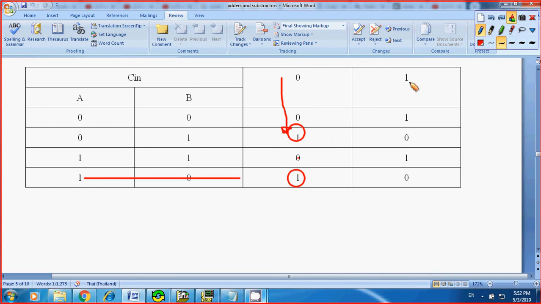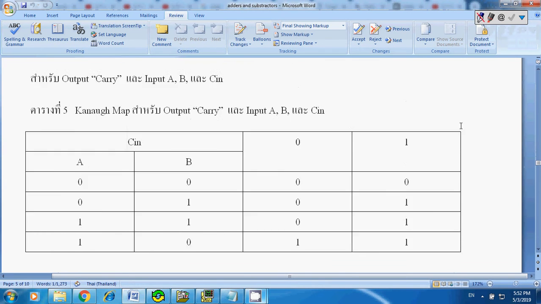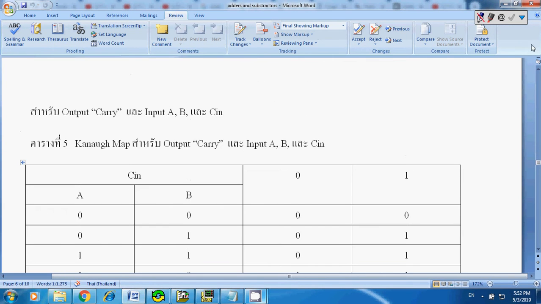And you do the same thing for Cin equal to 1, and you're going to have your inputs be 0, 0 to get the output of sum to be 1, and also 1, 1. You have your output of sum to be 1. Okay, and you do the same thing for your output carry.